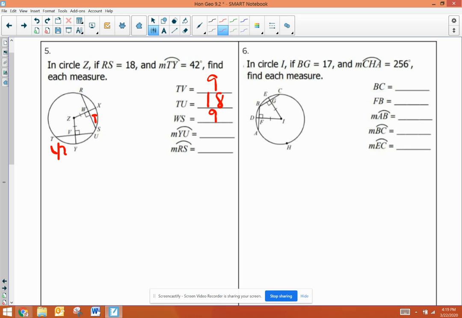The measure of arc YU, also 42 degrees, because those are bisected, therefore they're congruent. Measure of arc RS, 84 degrees. We just double them. No, that was a lot scarier than what I thought. Good for us.